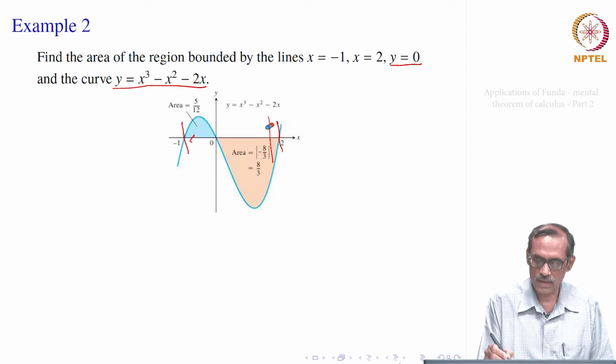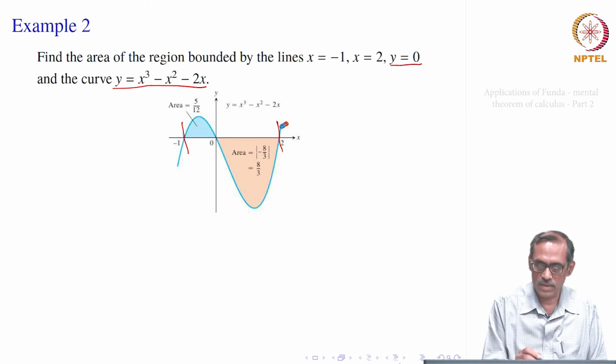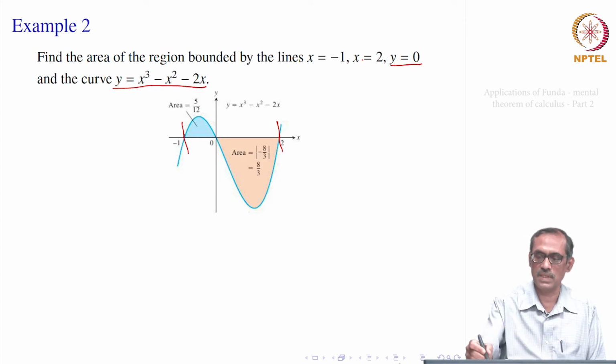Now, this is our area to find out. So, then what do we do? We take the integral of mod. So, now we must find out what is the sign of the function when x varies from minus 1 to 2, because these are the two lines, minus 1 to 2.